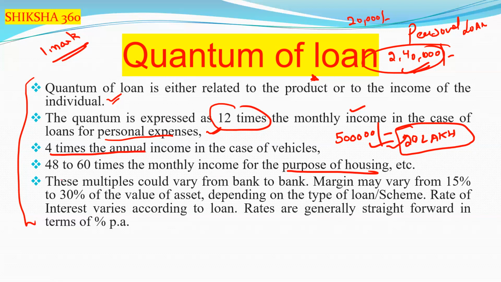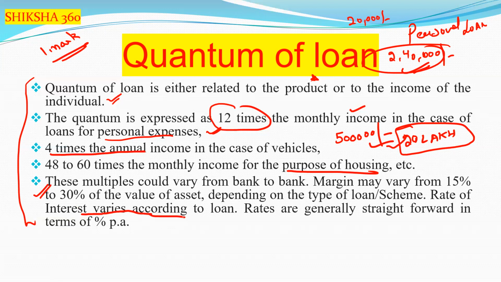The margin may vary from 15% to 30% of the value of the asset, depending upon the type of the loan or scheme. So the rate of interest also varies.